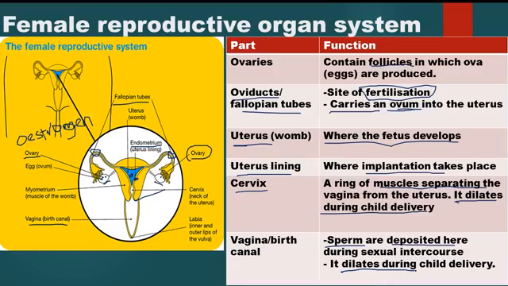Then we have the vagina, or the birth canal. We are saying that it is responsible during the delivery of the child. It dilates, okay? It increases in size, and also that's where the sperm is deposited. Take those parts seriously.